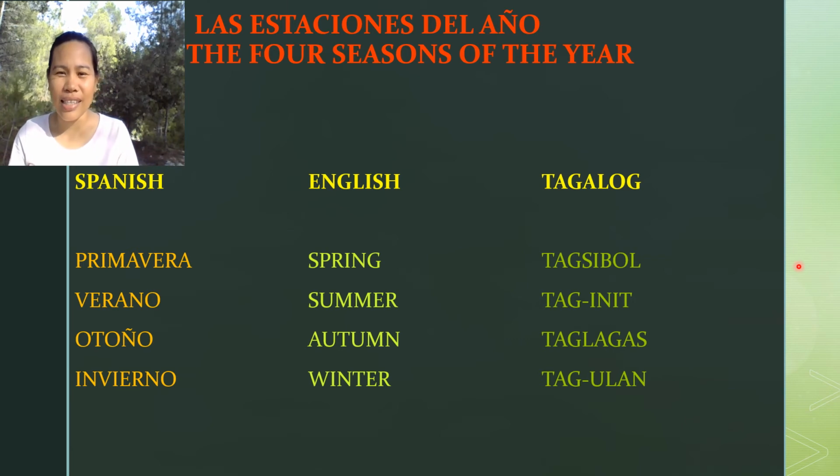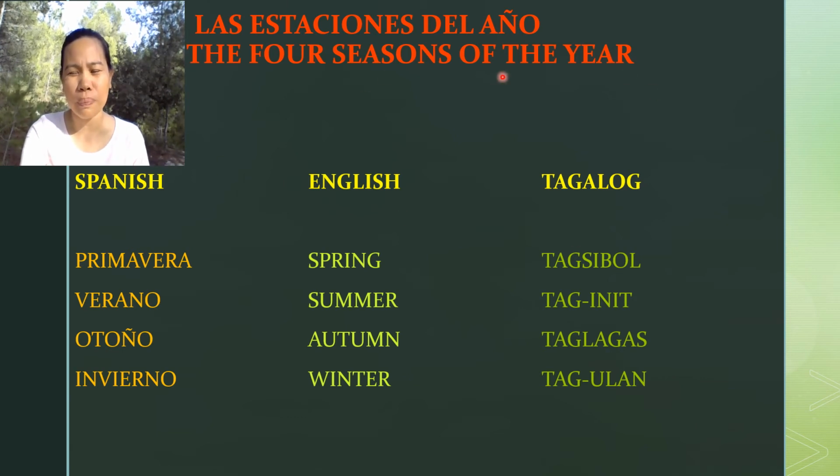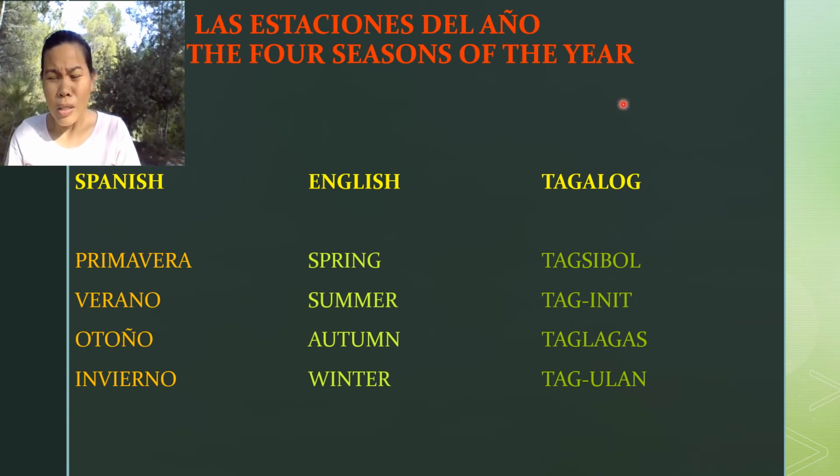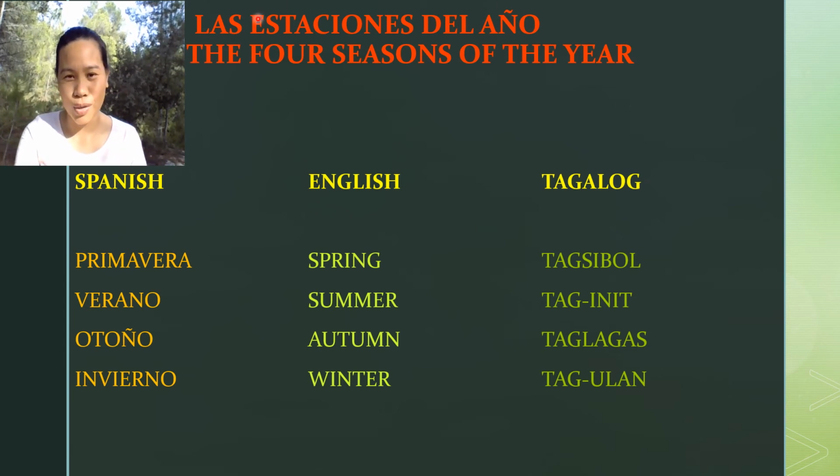Okay, las estaciones del año, the 4 seasons of the year. So I did not put the Tagalog translation because we really don't have 4 seasons in the Philippines. We are tropical, and we have the same weather, no? Tag-init o tag-ulan, yun lang naman. But I put the translation with the seasons, but the 4 seasons we really don't have in the Philippines.